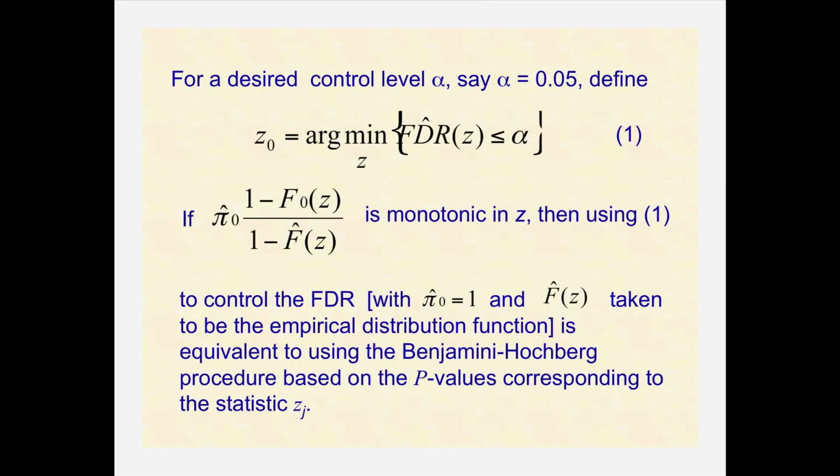So if you get an estimate of the false discovery rate, the global false discovery rate, then if you choose z sub naught to be the argument of z that minimises this, then essentially you're doing what Benjamini-Hochberg does if you take pi naught hat to be 1 and take this estimated distribution function to be the empirical distribution function. So what we're effectively doing is putting in an estimate for pi naught rather than taking it to be 1, and instead of using the empirical distribution function, we're estimating the mixture distribution function parametrically rather than by the empirical distribution function.